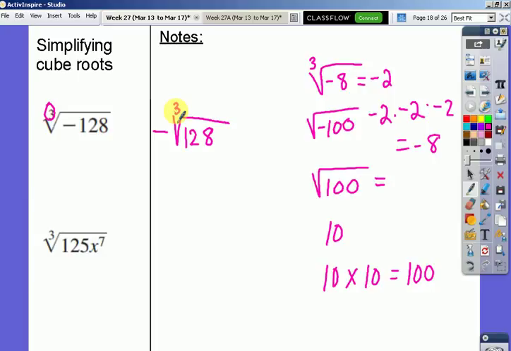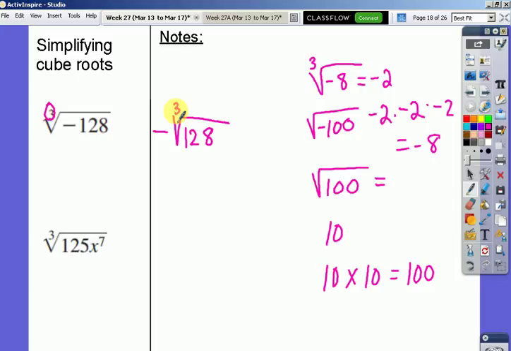How is this different than what we did yesterday? Well, instead of groups of 2, what do you think we're going to look at? Groups of 3, exactly. So we're going to break this down. We're going to use our divisibility rules. We know it's divisible by 2 because it's even. Is it divisible by 3?